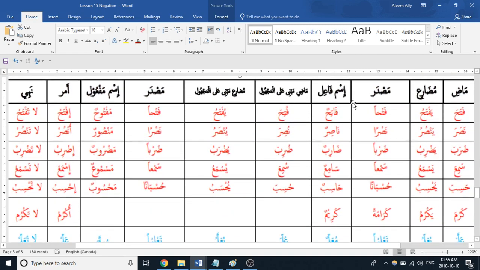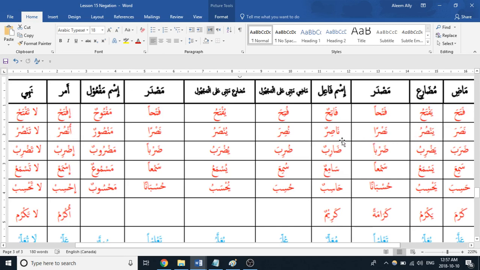So let's give this a read through. It'd be read as Fataha yaftahu fathan fahuwa fatihun. So he opened, he opens, to open, so he is an opener, right? Fataha yaftahu fathan fahuwa fatihun. Futiha yuftahu fathan fahuwa maftuhun. Al-amru minhu. So the command for it is iftah wa nahi anhu la taftah, and the negation for it is la taftah.